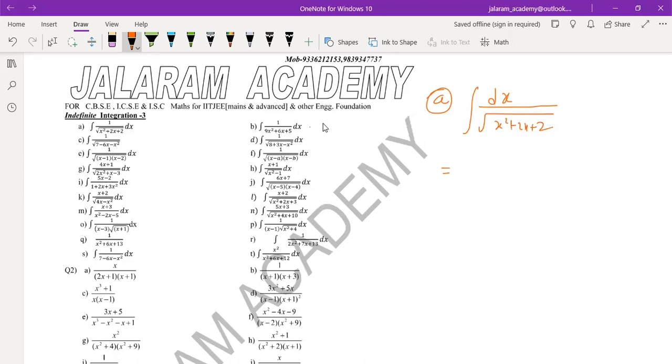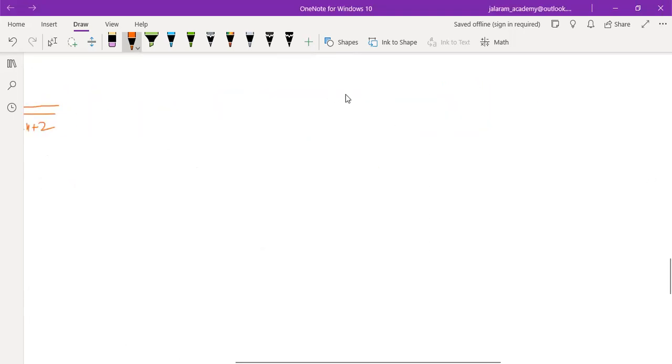To solve all these types of questions, first we must learn the formulas. Which formulas? The first one is dx upon under root a square minus x square equals to, what is the formula? Can you tell? Sine inverse x by a plus c.